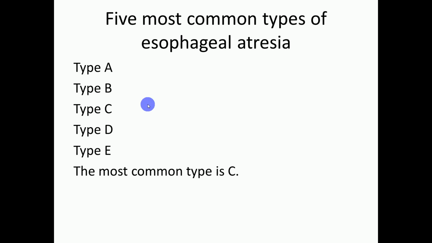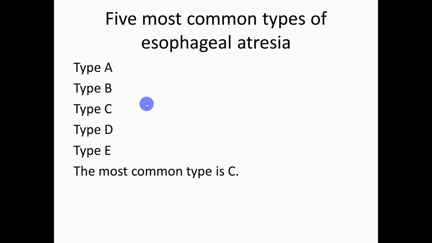There are actually over 96 variations. You'll be glad to know I'm only going to have you know the top 5: A, B, C, D, and E. The most common type is C. So just to review again, if you see EA, that's esophageal atresia. That means the esophagus is not completely formed and ends in a blind pouch. TEF refers to either a proximal and/or distal connection between the esophagus and the trachea. So there's a fistula between the esophagus and the trachea.